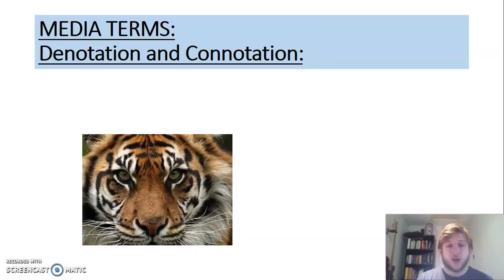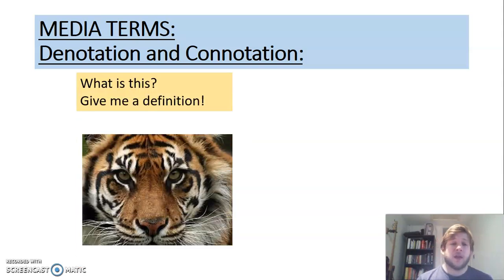Okay. I'm going to show you some images now, and I want you to have a go at thinking through denotation and connotation for each of those images. So one more example before you do a few more on your own. So we've got an image here. What is it? Give me a definition. I'll give you 10 seconds to quickly write down your definition.